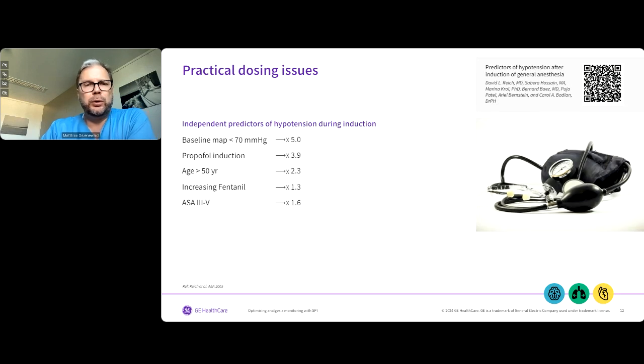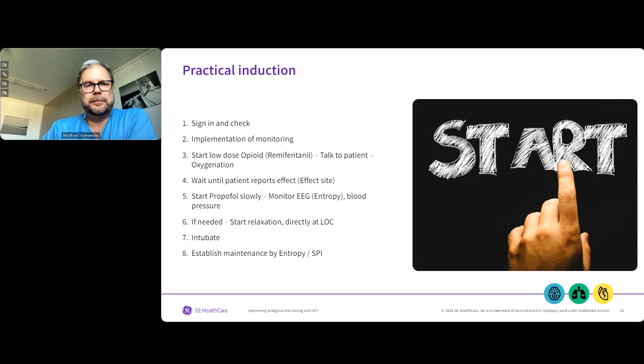When you look at risk factors for cardiovascular instability, we see that propofol induction is one of the main risk factors. And also the opioids have a significant effect on cardiovascular instability. Therefore, it is really important to have monitoring in place to avoid overdosing of our anesthetics.